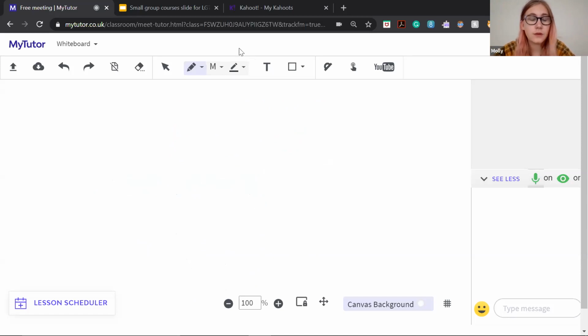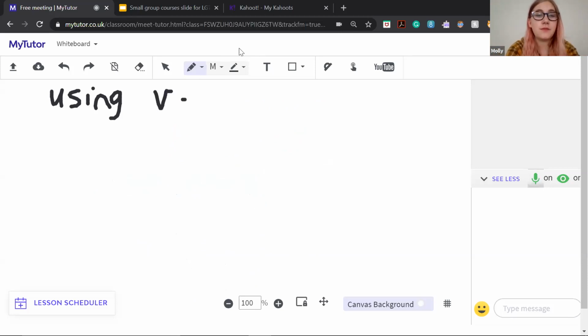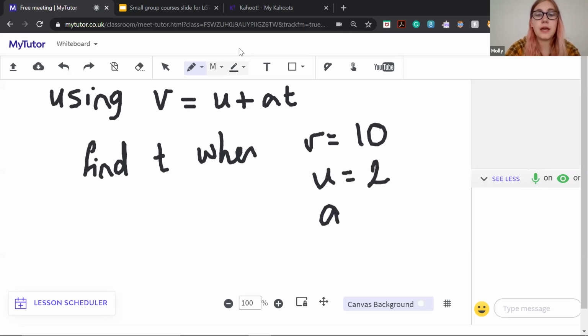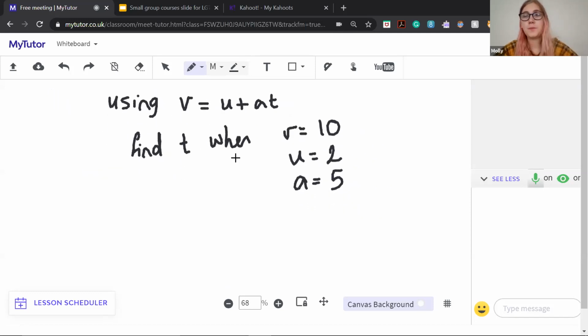So what about using the same one, v equals u plus at. Find t when v equals 10, u equals 2, and a equals 5. So what do you think there? Have a go at that and let me know on the chat or the Q&A what you get as your answer there.